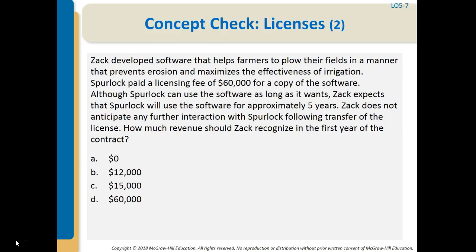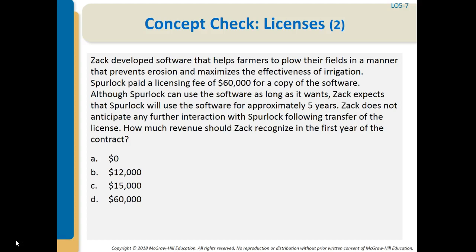Here's another one. Zach developed software that helps farmers to plow their fields in a manner that prevents erosion and maximizes the effectiveness of irrigation. Spurlock paid a licensing fee of $60,000 for a copy of the software. Although Spurlock can use the software as long as he wants, Zach expects that Spurlock will use the software for approximately 5 years. Zach does not anticipate any further interaction with Spurlock following transfer of the license. So how much revenue should Zach recognize in the first year of the contract?